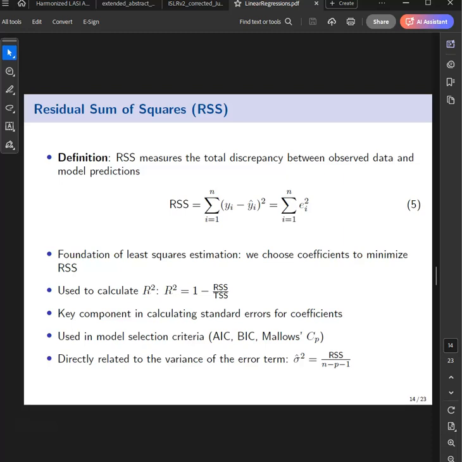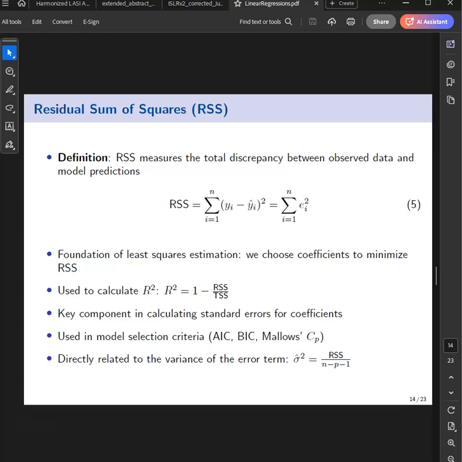There's another important statistic related to R square, and we kind of talked briefly about that, so let's talk a little more, which is the residual sum of squares. It is a fundamental concept in regression analysis. RSS measures the total discrepancy between our observed data and our model's predictions. It is calculated by taking each residual, that is the difference between the observed value and its predicted value, squaring it, and then summing all these squared residuals up together.